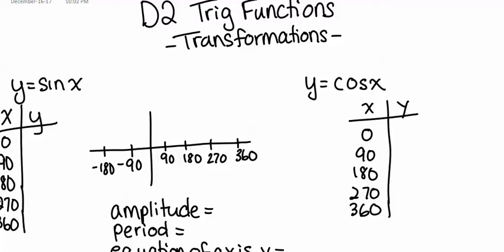Okay, this is just a quick video on D2, trig functions and transformations in grade 11 math. So if we just look at a graph of y equals sine x with no transformations, just a straight graph of y equals sine x, if you recall our unit circle, this guy with 0, 90, 180, 270, and then back to 360, we can actually pull off all our values of sine x from that, or you can use a calculator.